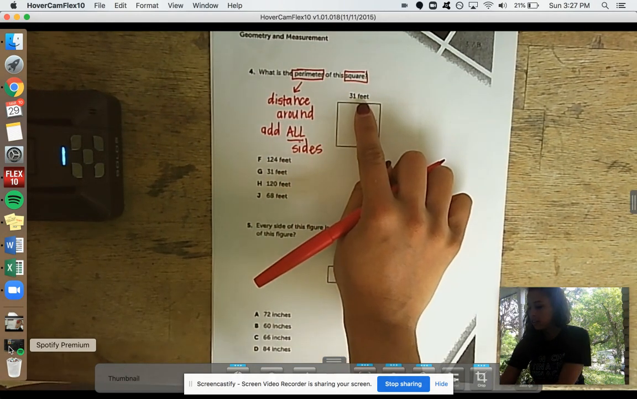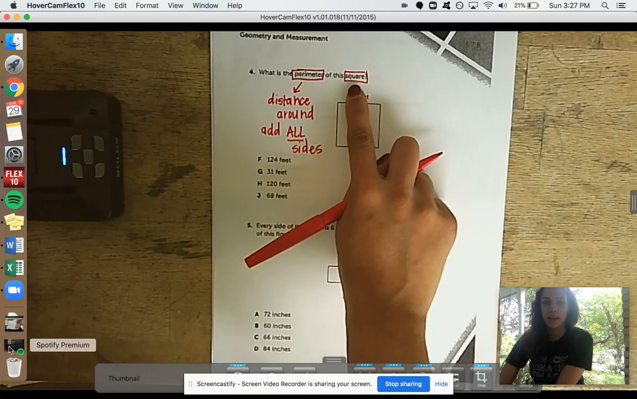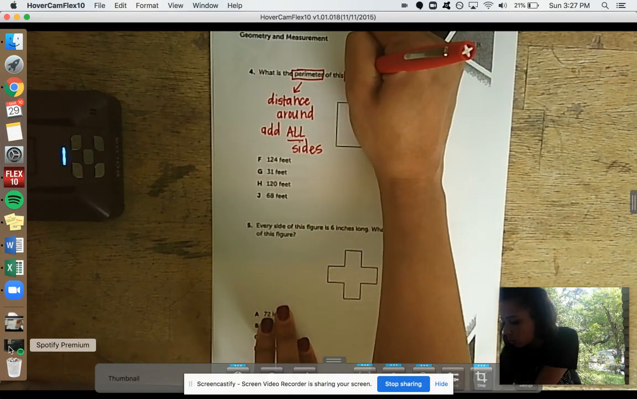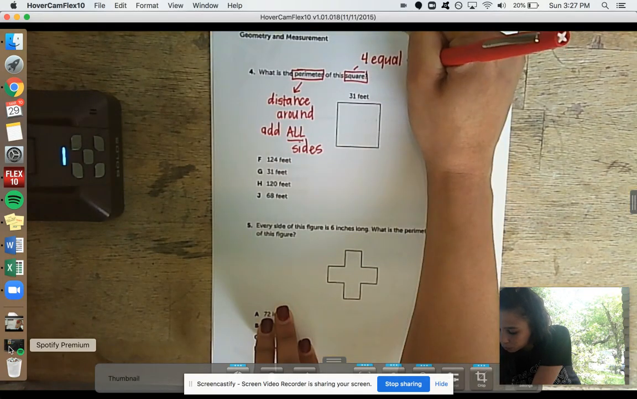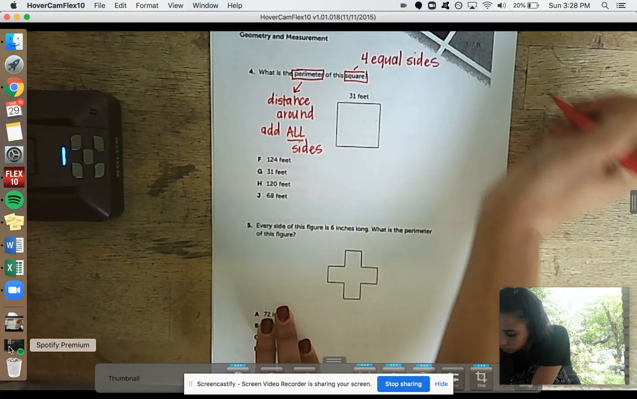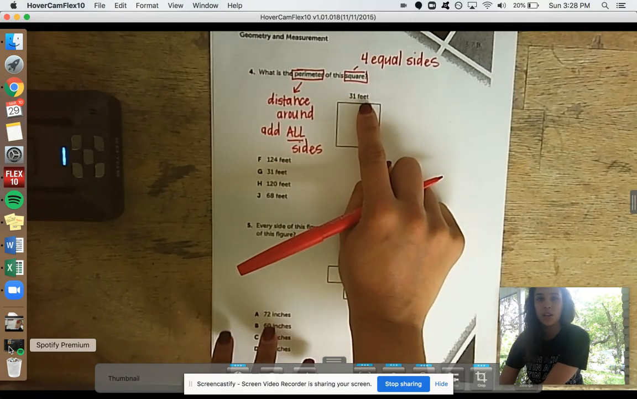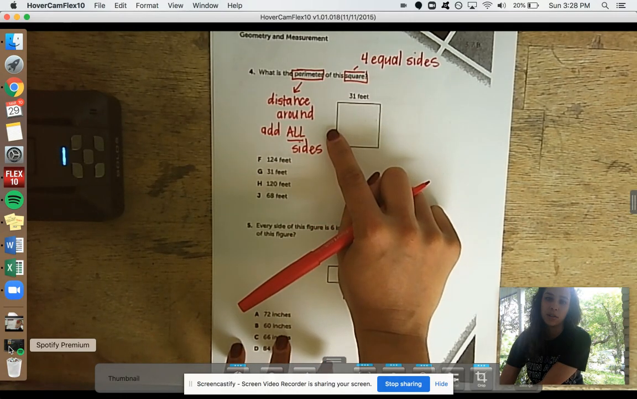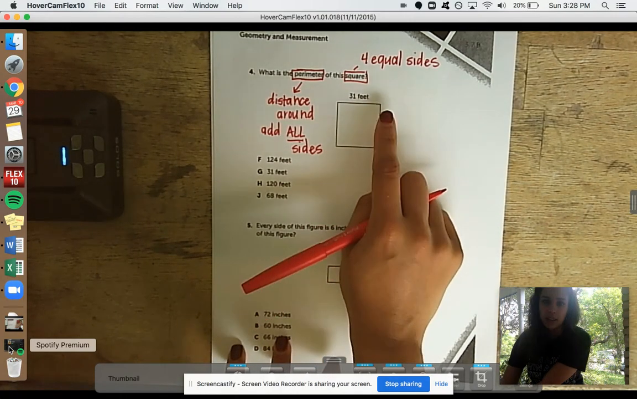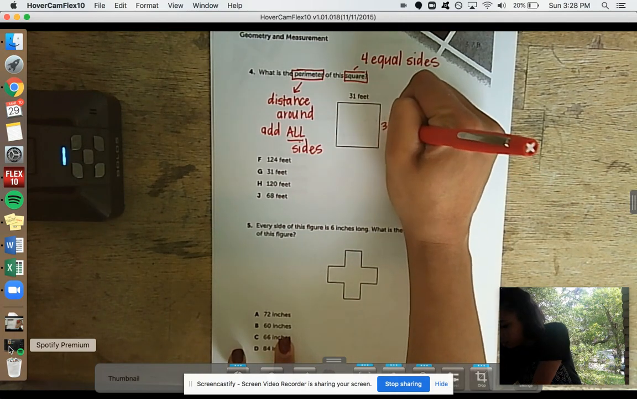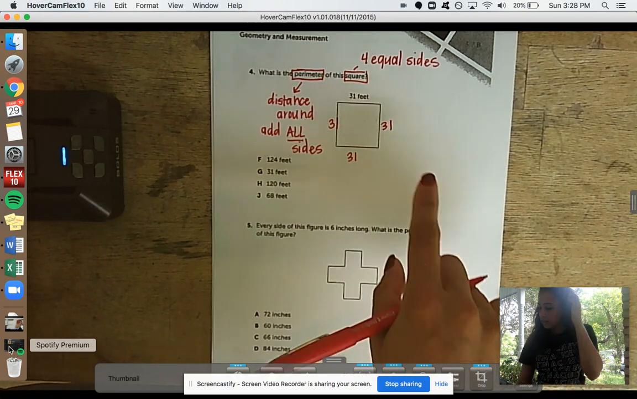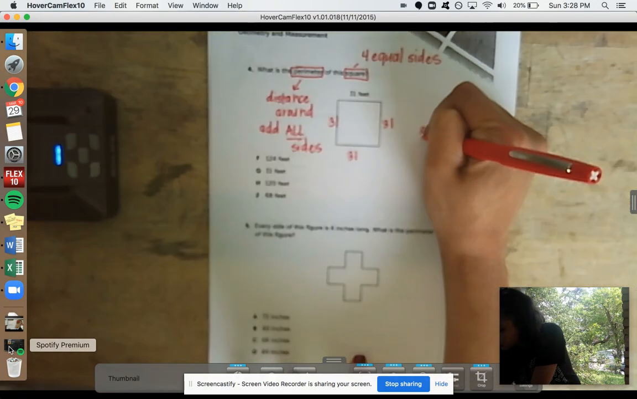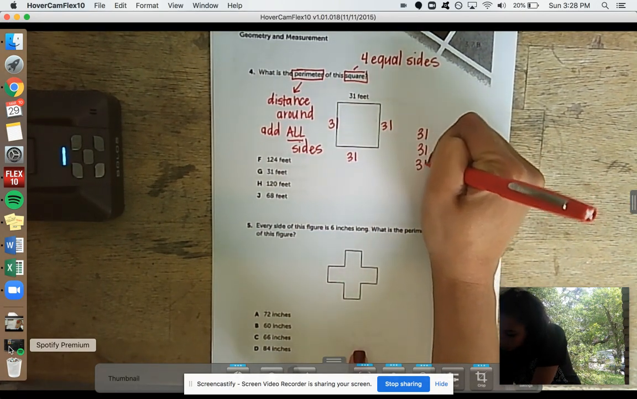But I see it only gave me one side, so I'm going to go back up to the word square. And I know squares have 4 equal sides. That's going to help me in this problem. If this is 31 and they're all equal sides, then I know this has to be 31, this side has to be 31, and same with this one. So I'm going to go ahead and label it. Now it's easy. I can add 31 plus 31 plus 31 plus 31.